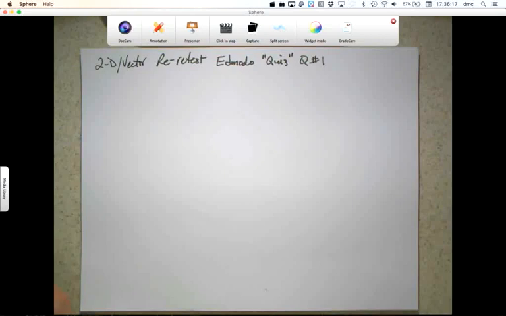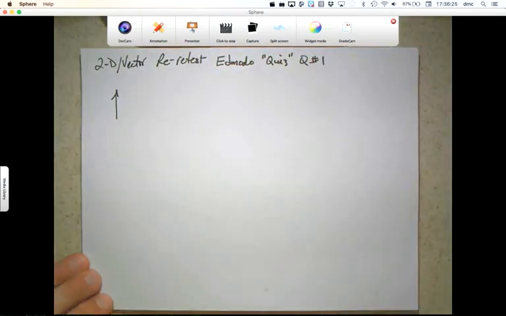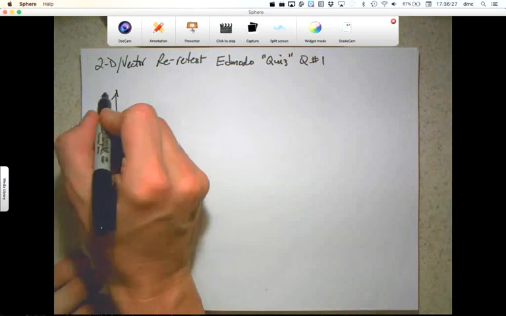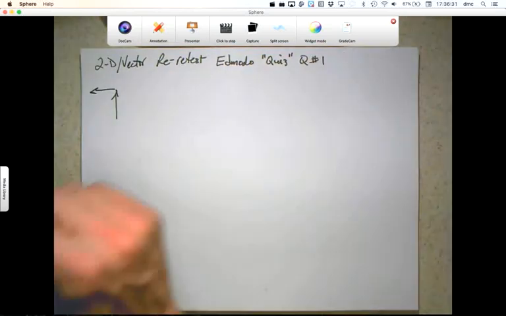The question reads, a girl rides her bike to the north at 10 meters per second, then turns to the west and continues to ride at 10 meters per second. What is the girl's change in velocity?